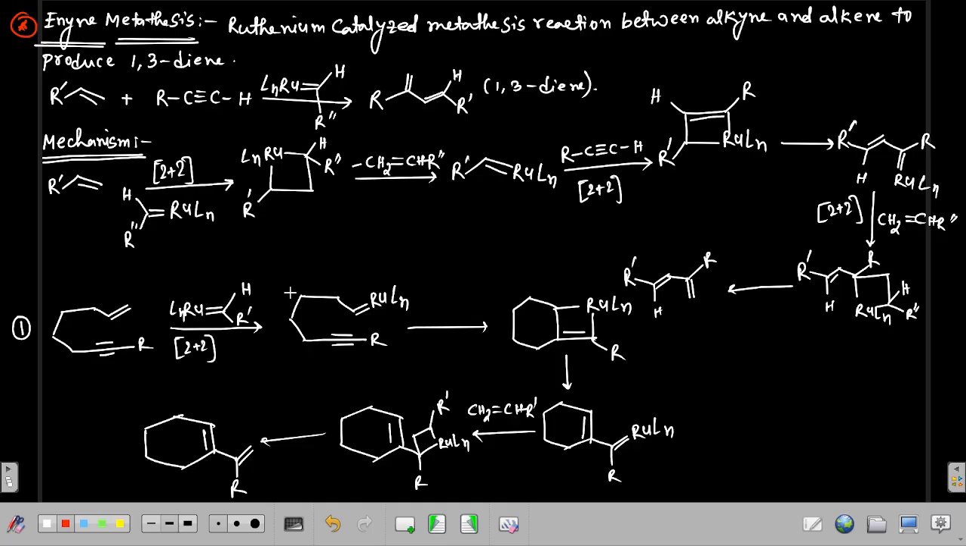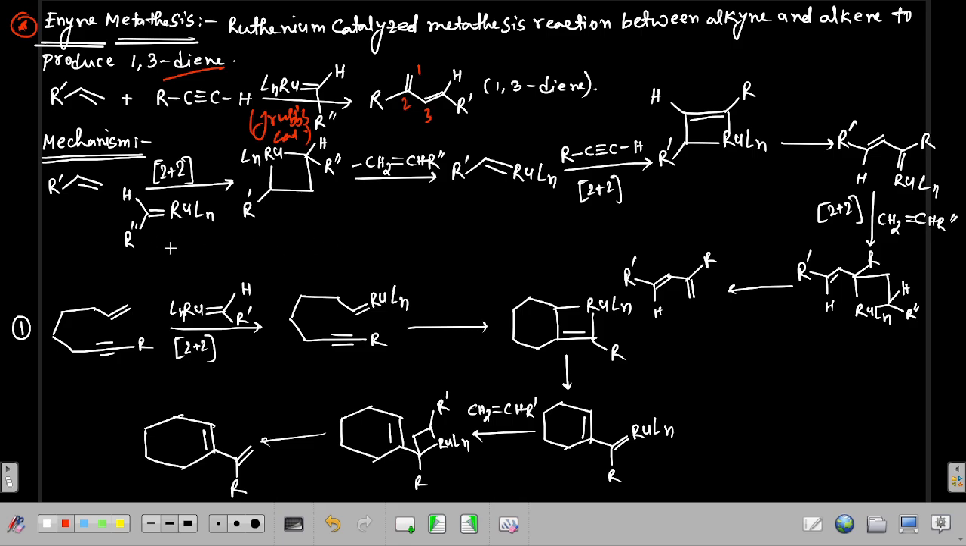Enyne metathesis. This is a ruthenium catalyzed metathesis reaction between an alkyne and an alkene to produce a 1,3-diene. This is the 1,3-diene. This is the alkyne, in the presence of a ruthenium catalyzed metathesis reaction. This is Grubbs catalyst, which is known as Grubbs catalyst also. In the presence of Grubbs catalyst, it will form this 1,3-diene. This is the 1,3-diene.